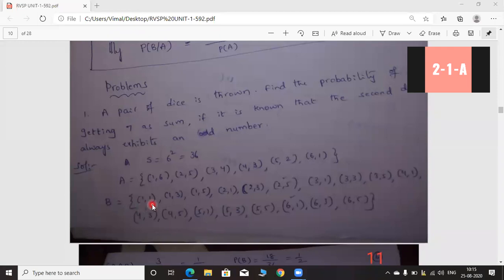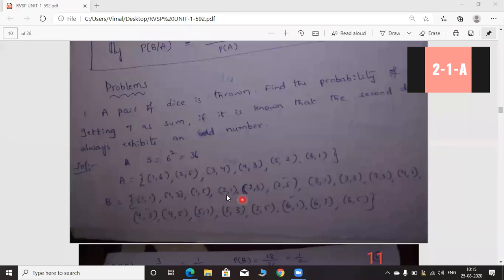So see the combinations. First one, 1 comma 1. On the first die, we have got 1. On the second die also we have got 1. Next 1 comma 3. On the first die we have got 1. On the second die we have got 3. Next 1 comma 5. First die we got 1. On the second die we got 5. So on the first die, 1 is present, but on the second die, you may get an odd number like 1, 3, 5. So those three combinations are mentioned here.